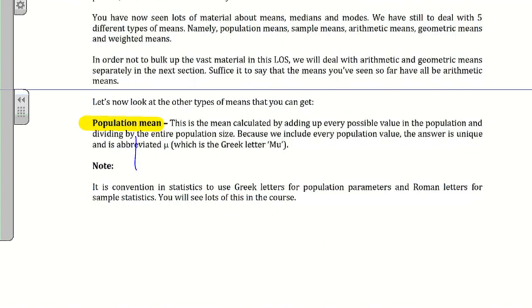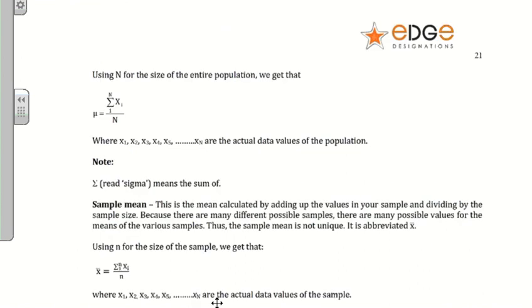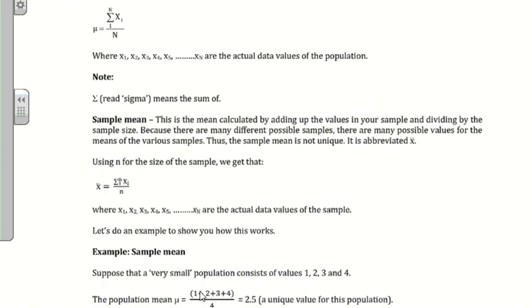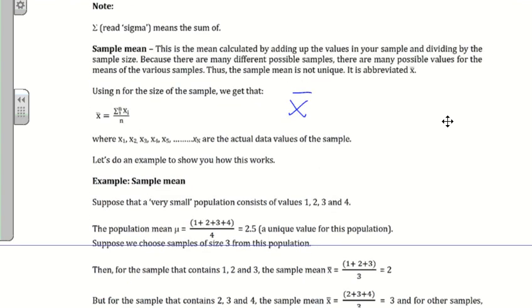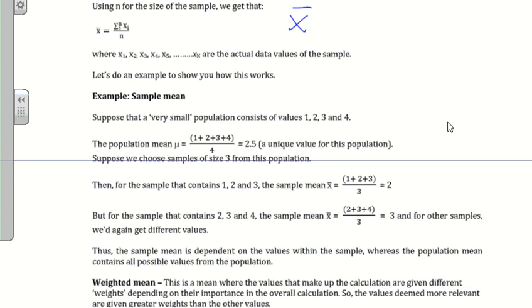We spoke about the population and the samples. The population mean is denoted by the Greek letter mu. So if you ever see that, it means you're trying to calculate the population mean. And over here, the sample mean is denoted by X bar. What's the difference in how we handle them? Nothing at all, so nothing to worry about there. There's a nice little example of a sample mean for you. Do take a look at that.